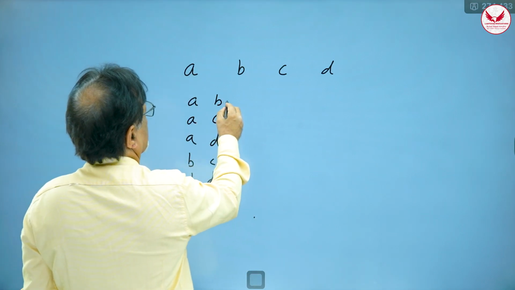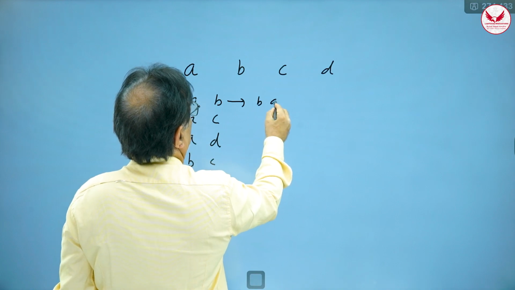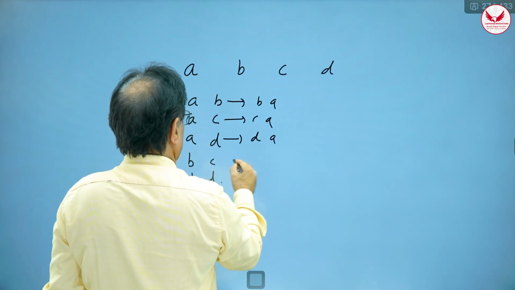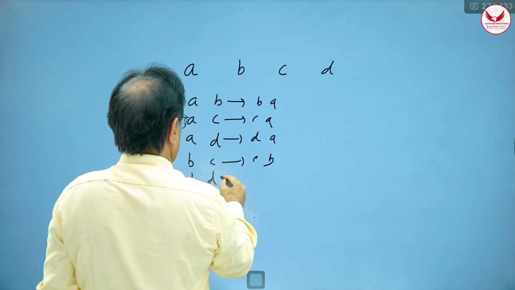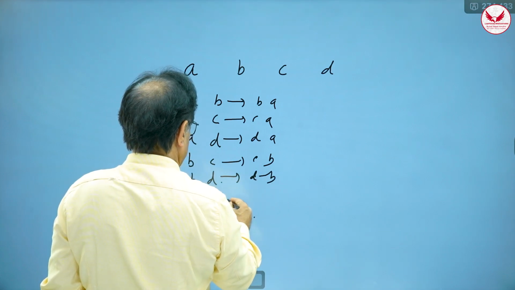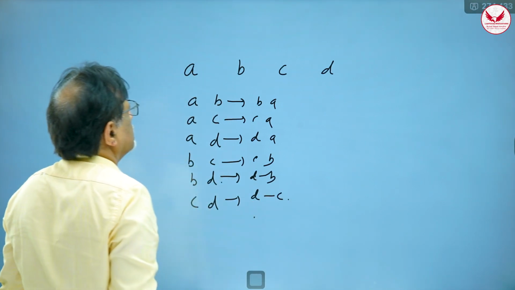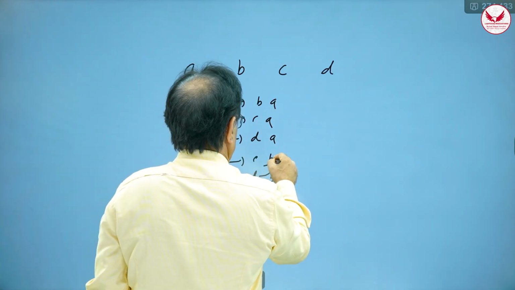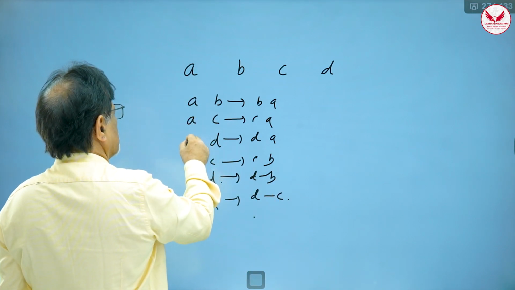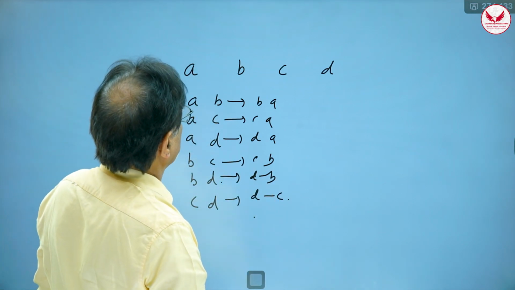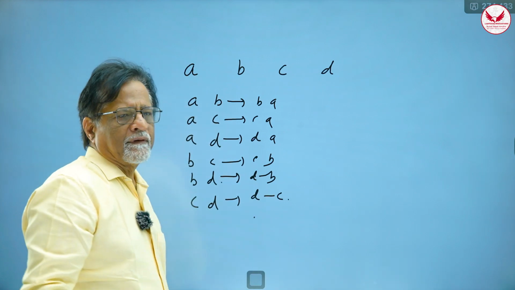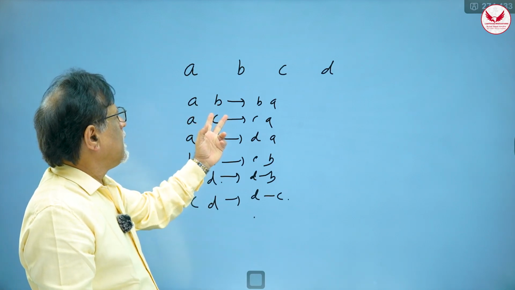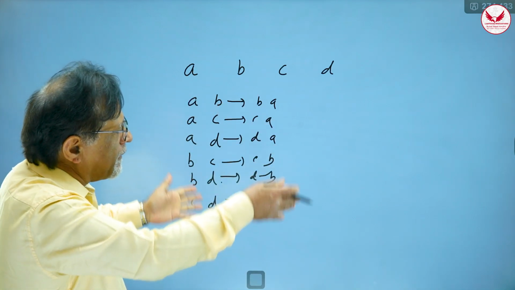But arrangements can change. So this can be written as BA also. This can be written as CA also, this as DA also, this as CB also, this as DB also, and this as DC also. That means the total number of arrangements is obviously 2 plus 2 plus 2 plus 2 plus 2 plus 2, 1, 2, 3, 4, 5, 6. So it is 6 multiplied by 2, 12 arrangements. So there are 12 arrangements possible if I take only 2 objects out of 4 objects and arrange them.